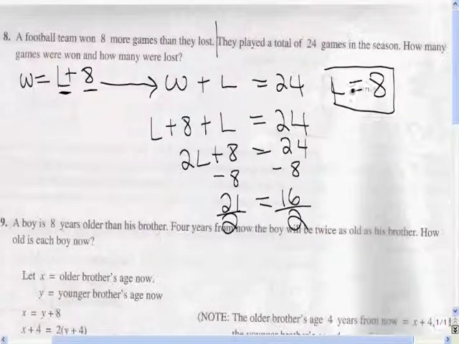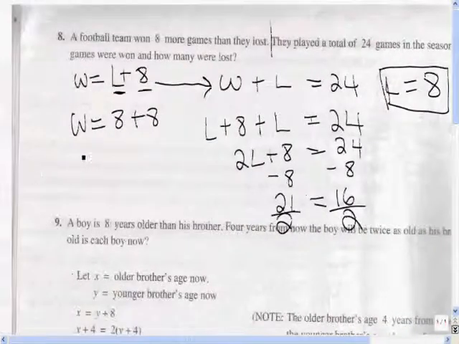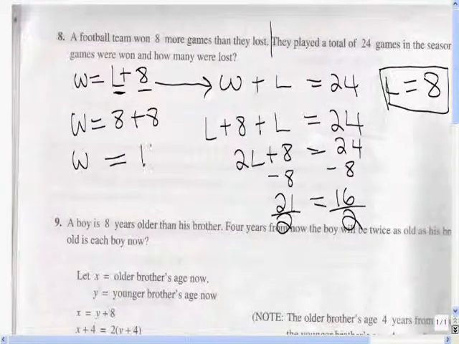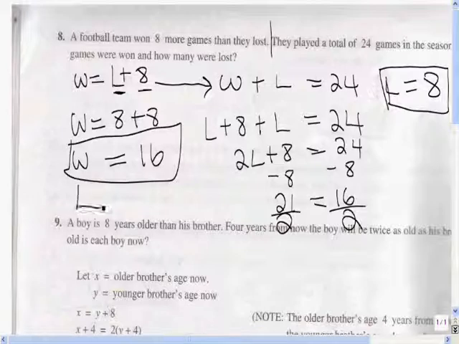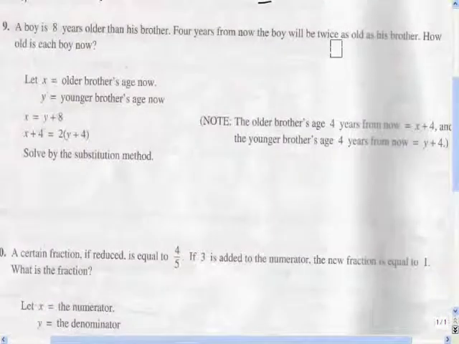And since L is the same as 8 and W is the same as L plus 8, W equals 8 plus 8. Oops. W equals 16. So W equals 16 and L equals 8. That's the solution to this problem. Those are the two numbers. They won 16 games and they lost 8 games.